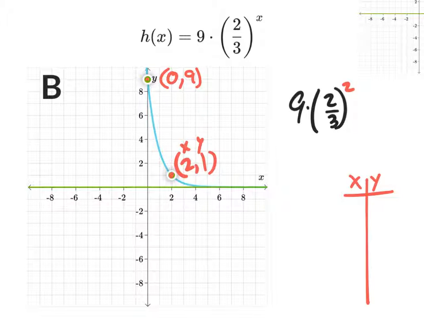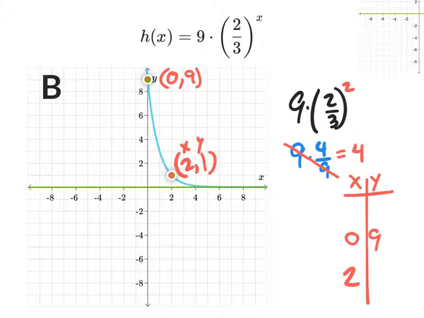4/9, right? 2/3 times 2/3 is 4/9. And when you multiply it by 9, what do you get? What happens when you say 9 times 4/9? 9 over 1. You get 4. Right? So for my input 0, I got out 9, but for this input of 2, I did not get out a 1. I actually got out a 4. Does that make sense? Yes.